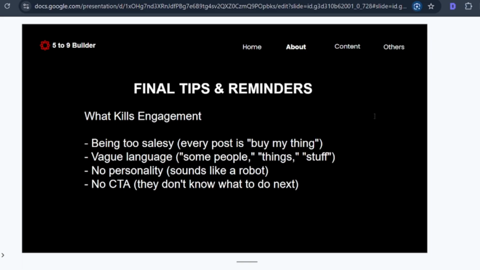Now the second one is what kills engagement. Being too salesy. Okay, every post you are trying to sell. Vague language, like some people, things, stuff like that. No personality, sounding like a robot. Okay, no CTA. So these are some of the things that kill engagement. So you have to understand that.